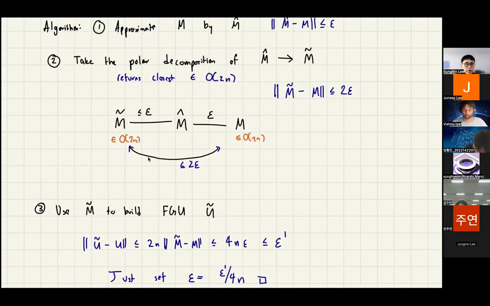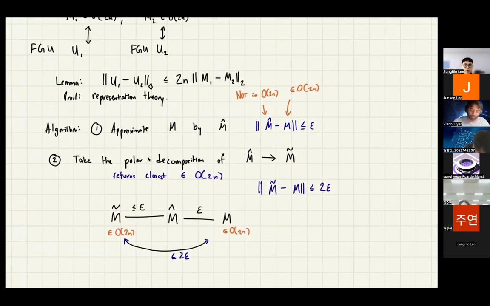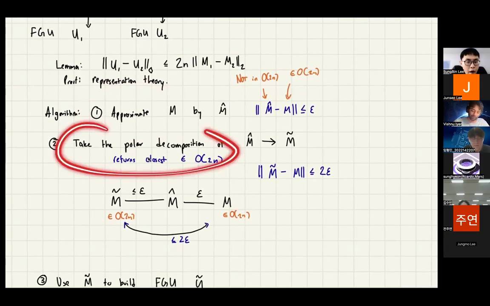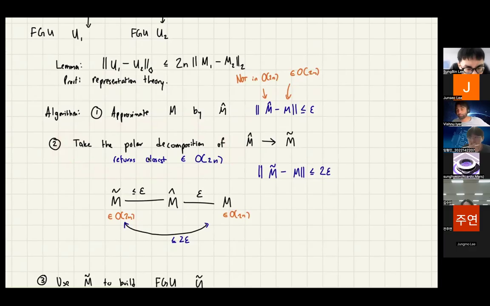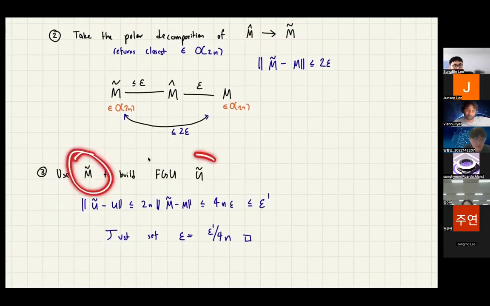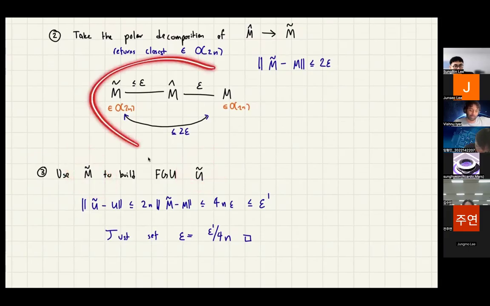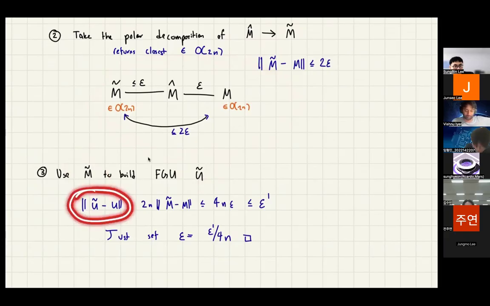So this is how the algorithm works. You learn an approximation of this M to get M hat. You take the polar decomposition. It doesn't exactly matter what the polar decomposition is, but you send it to something that's actually orthogonal. Then you use that orthogonal matrix to build this new fermionic Gaussian unitary. You can use this analysis to show that the diamond distance between U and U tilde is at most some small number epsilon. Any questions? That was kind of fast.